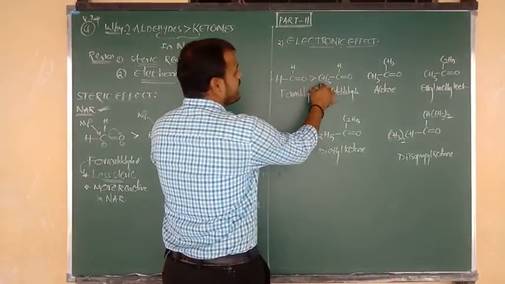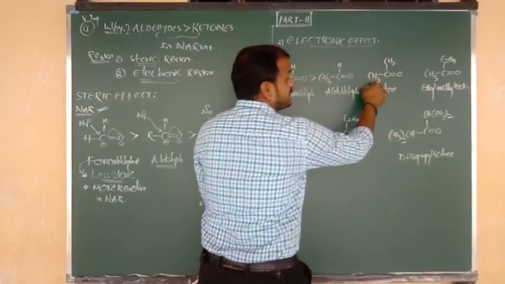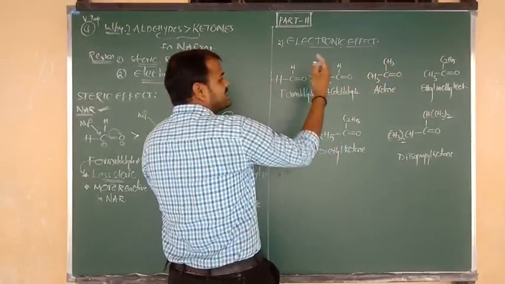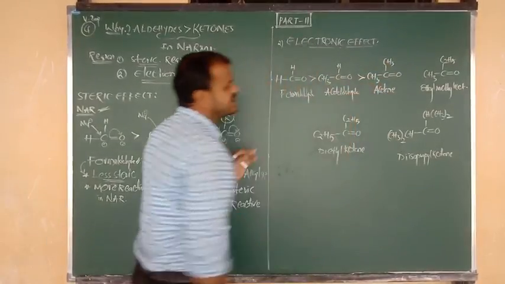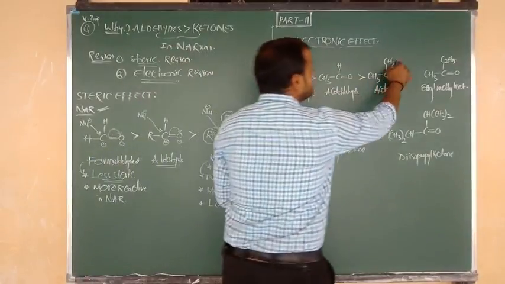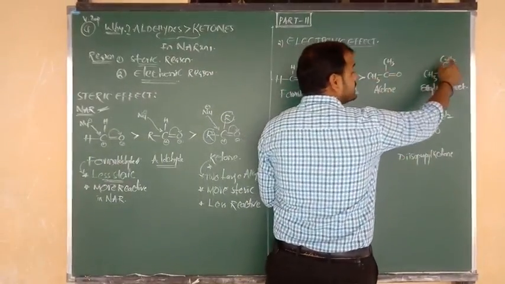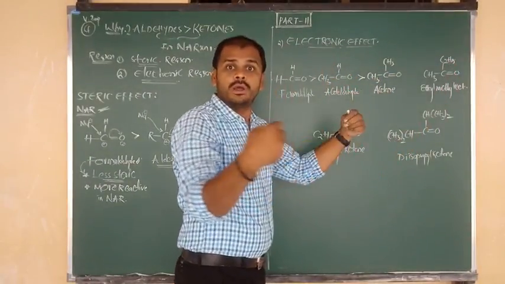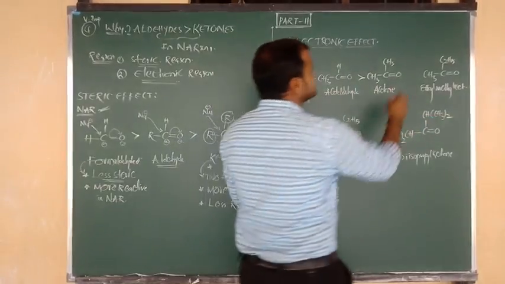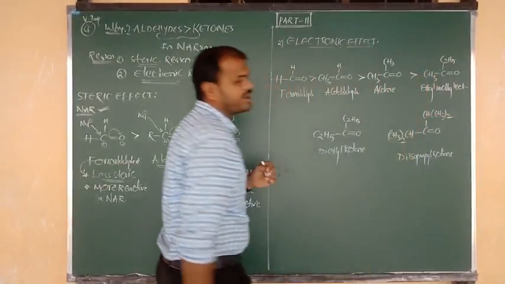Next one, it contains one CH3, now two CH3. It is more steric, it is less steric. Again we can say acetaldehyde is more reactive. Here two methyl groups are there. Here methyl, one more is ethyl. Ethyl is again bulky in nature. It causes more steric hindrance. So we can say that again acetone is more reactive.